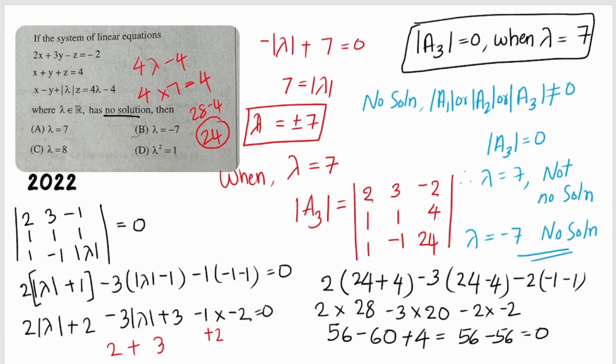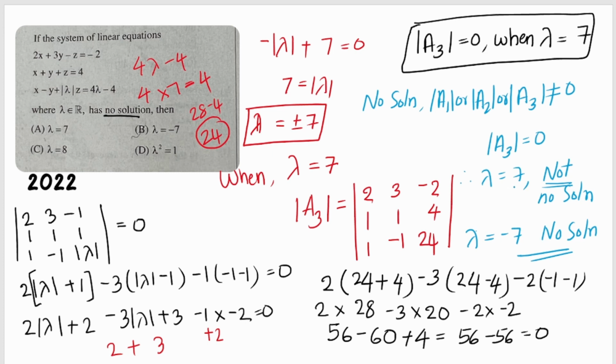I'll tell you once again. When you solve for the determinant, you will get the value as 0. Determinant A3 equal to 0 when lambda is equal to 7. When lambda is equal to 7, our condition for no solution is that determinant A1 or determinant A2 or determinant A3 should not be equal to 0. But here determinant A3 is equal to 0. In that case, it is not a no solution when lambda equal to 7. So no solution means lambda equal to minus 7 is the case.